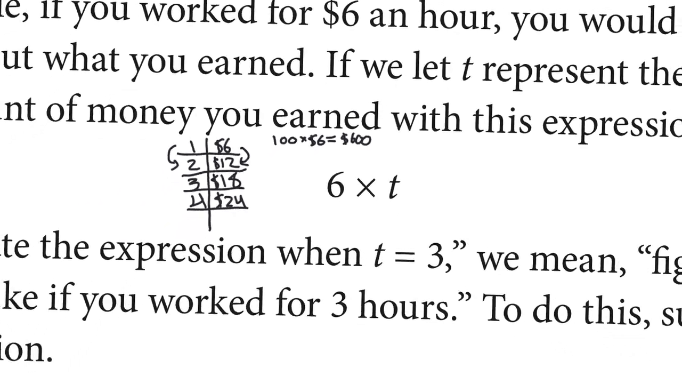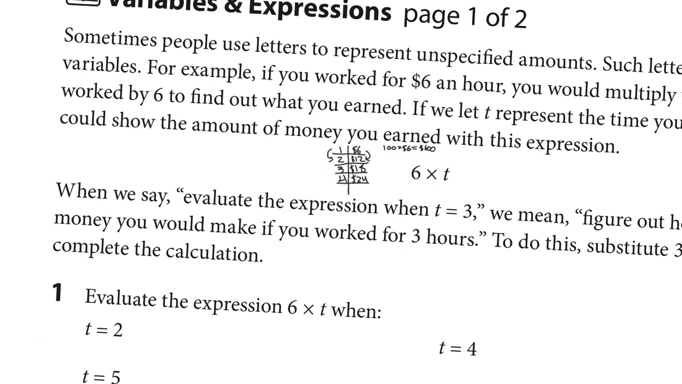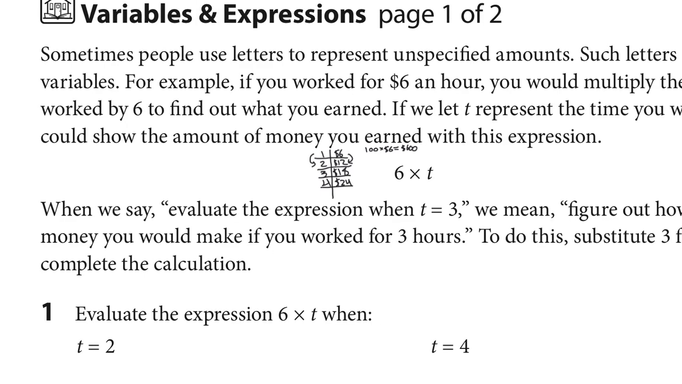In the paragraph down below it said, when we say evaluate the expression when t equals 3, this fancy sentence right here, so fancy I'm going to highlight it. You're going to, especially as you get older and you're in math, that's kind of how they're going to word that. Evaluate the expression when t equals 3. That just means put a 3 in for t. Well, here's the expression, 6 times t. So evaluate it when t is 3. Just put a 3 in there, and then your equation is complete.